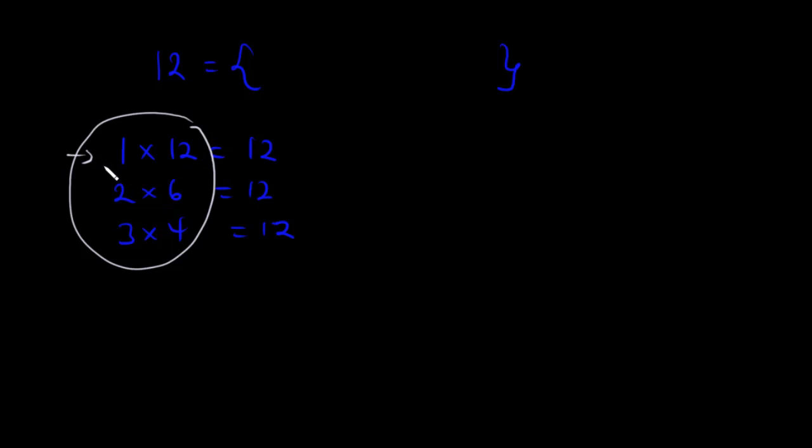In each step, we have 2 factors. In the first step, we had 1 and 12. In the second step, we had 2 and 6. And in the third step, we had 3 and 4. So the complete set of factors for 12 is 1, 2, 3, 4, 6, and 12 itself.